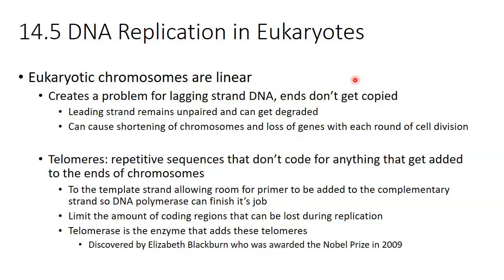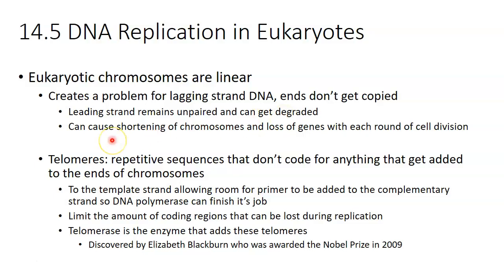Here's a problem. In prokaryotes, they have a circular piece of DNA, and so the entire genome gets copied. But in eukaryotes, where we have linear chromosomes, if we look at the lagging strand, at the very end of the lagging strand, when that RNA primer gets degraded, there is no 3' end for DNA polymerase to bind to. And so with every round of replication, the lagging strand gets a little bit shorter. The leading strand would remain unpaired, and so the leading strand could end up also getting degraded. So we could lose information at the ends of our chromosomes.